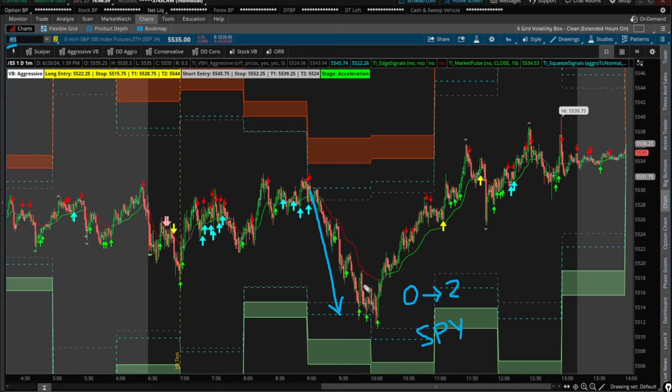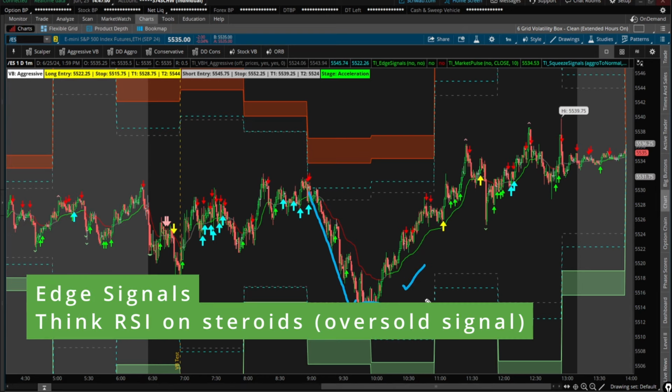Now, the setup itself triggered in that 9 to 10 a.m. Pacific hour. The setup triggered when the S&P had this little sell-off right here. That sell-off took us into the aggressive Volatility Box's cyan entry lines. Not only did we breach them, but we also saw 3 different edge signal confirmations. That was our sign that, hey, the fade setup rules are met.